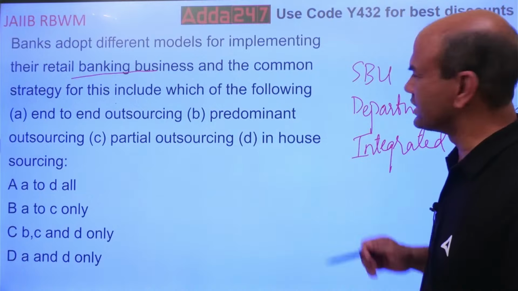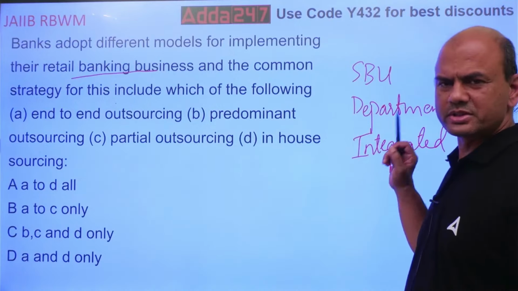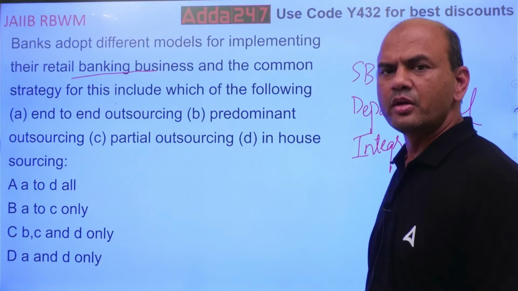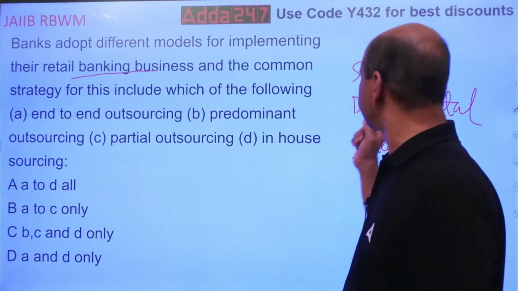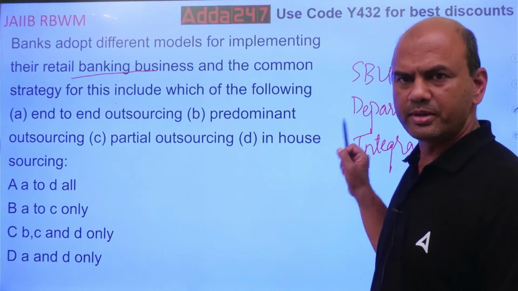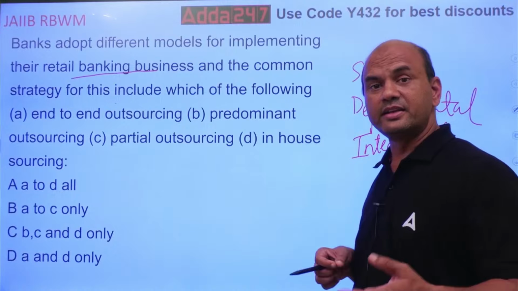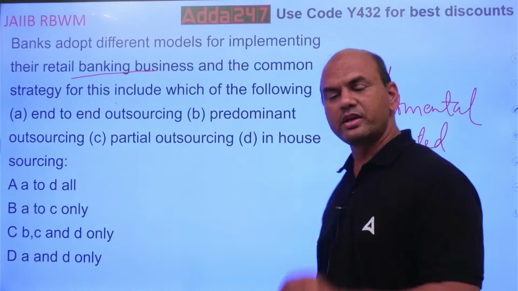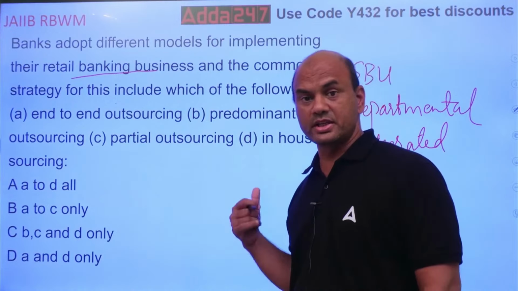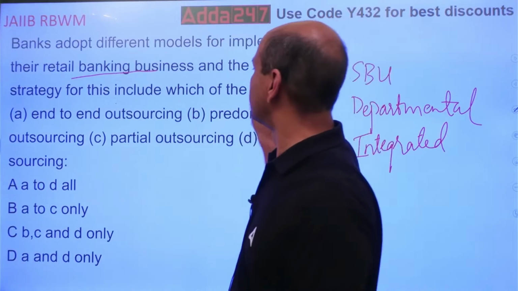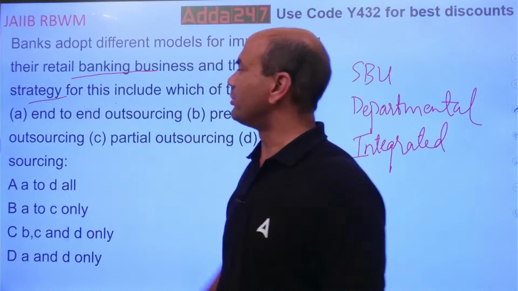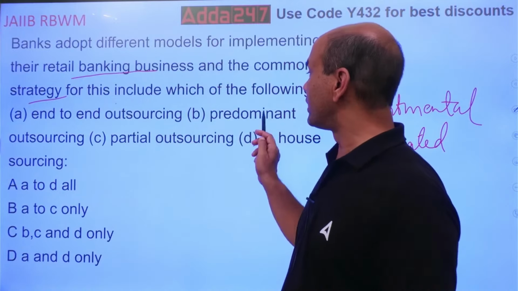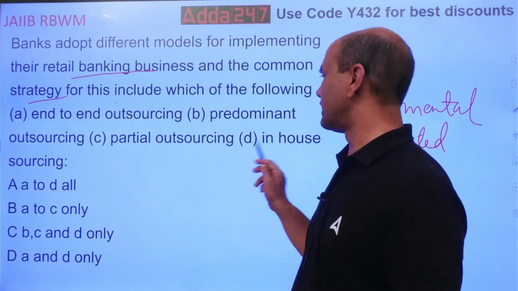Various banks have various models. Some private sector banks, in fact, we are having the question on this. Some private sector banks follow this SBU model. Foreign banks follow SBU model. Nationalized banks follow departmental. Small banks, like the small finance banks, follow integrated model. But the question over here is not this. The question is, what are the parameters? Common strategy. Common parameters. Is it end-to-end outsourcing, predominant outsourcing, partial outsourcing, and in-house sourcing?